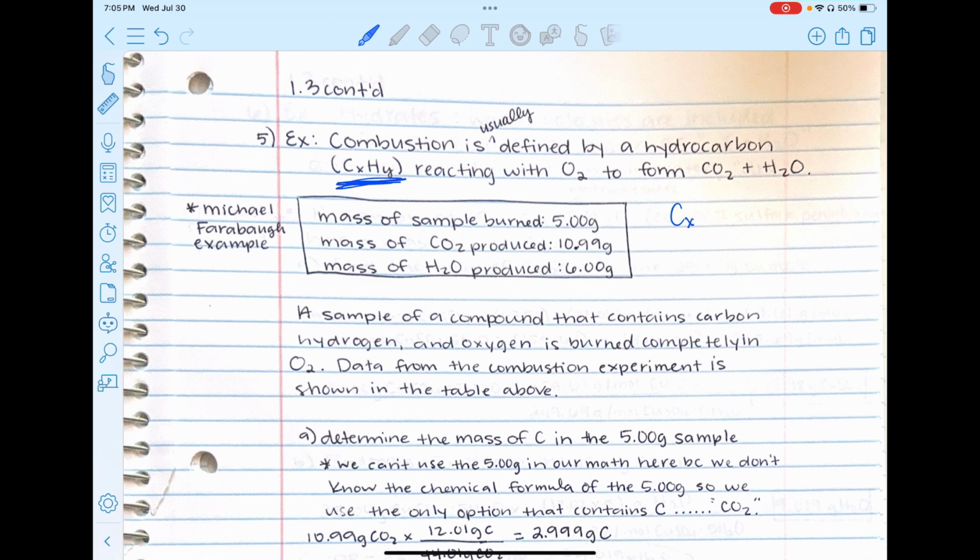So you should know that this is what a combustion reaction looks like. It only forms carbon dioxide and water. So these are pretty easy. This you need to be able to memorize. You need to know that this is combustion.